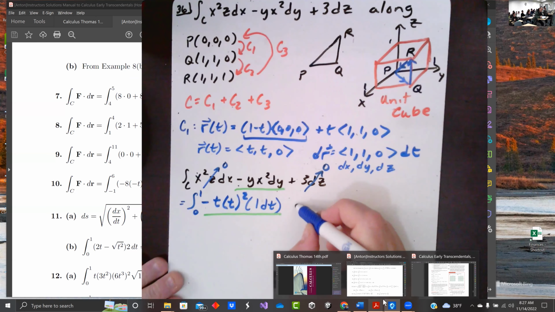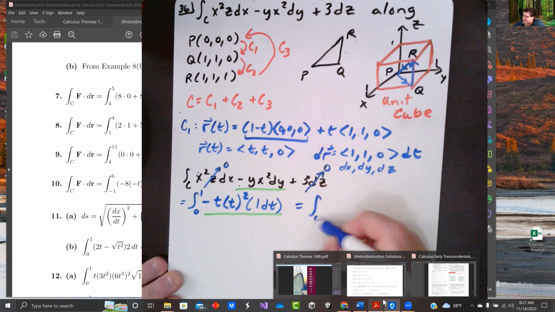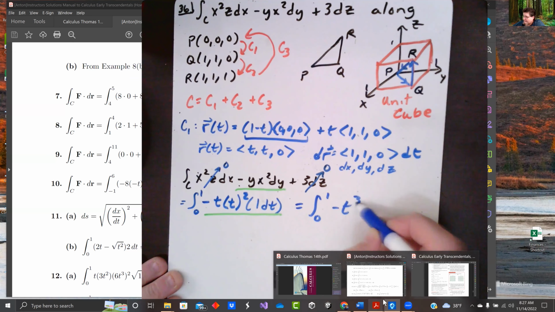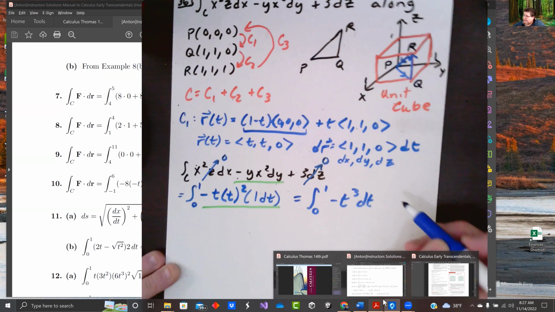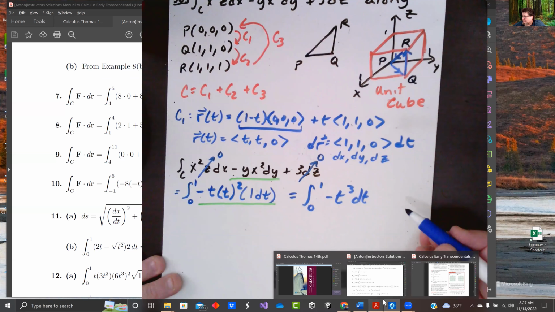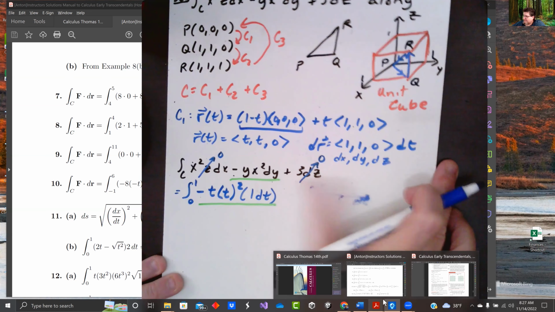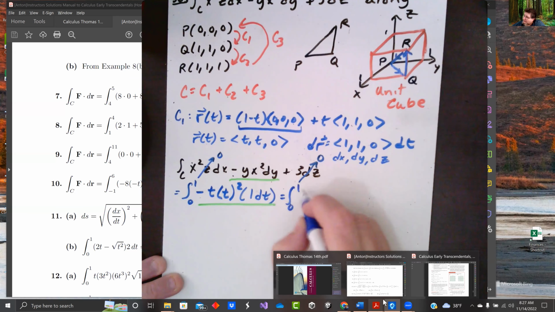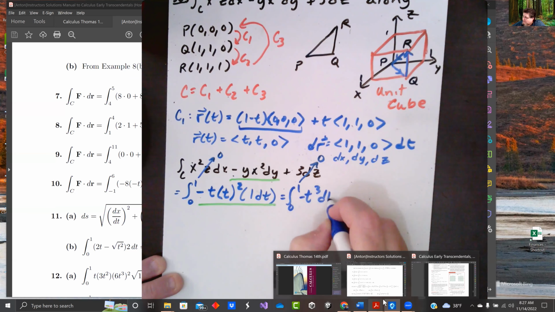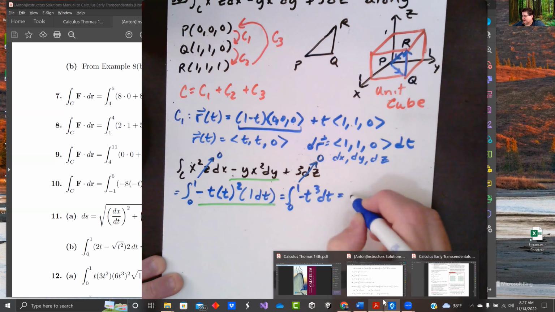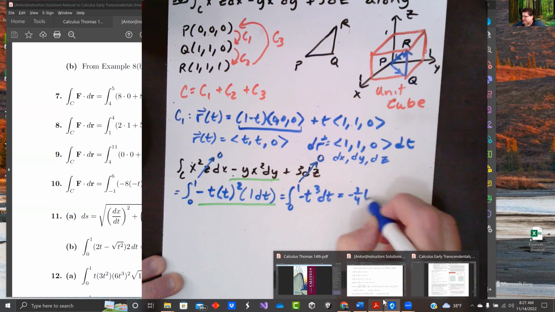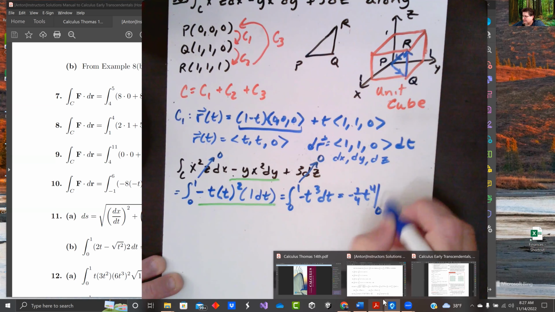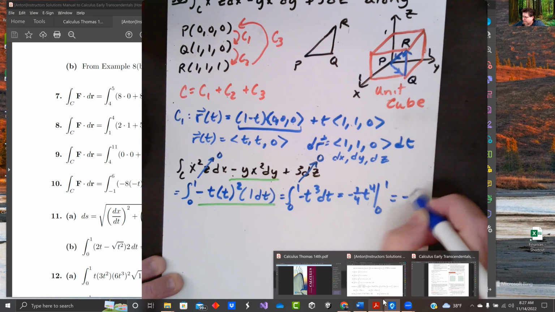So what I have, I've got negative t cubed, the integral from 0 to 1 of negative t cubed dt. I'm gonna be able to fit this all on one line. So we integrate that, we've got negative 1/4 t to the 4th from 0 to 1, and we just get negative 1/4.